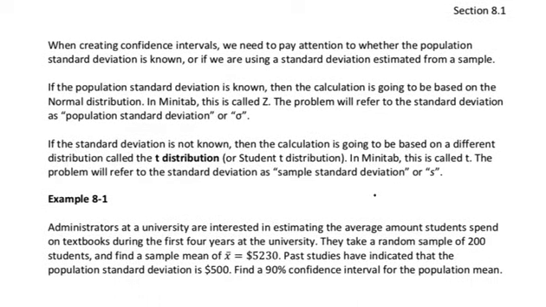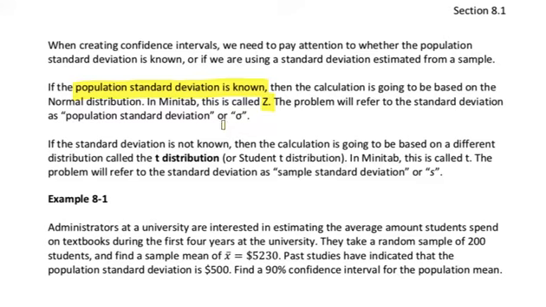When creating confidence intervals, we need to pay attention to whether the population standard deviation is known or if we are using a standard deviation that is estimated from a sample. If the population standard deviation is known, then the calculation is based on the normal distribution. And in Minitab, this is called Z. So we're going to be using Z in Minitab.